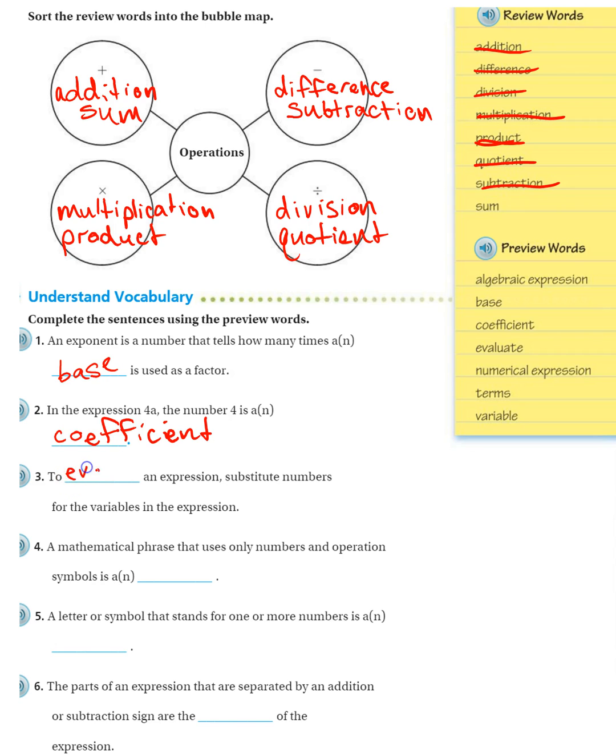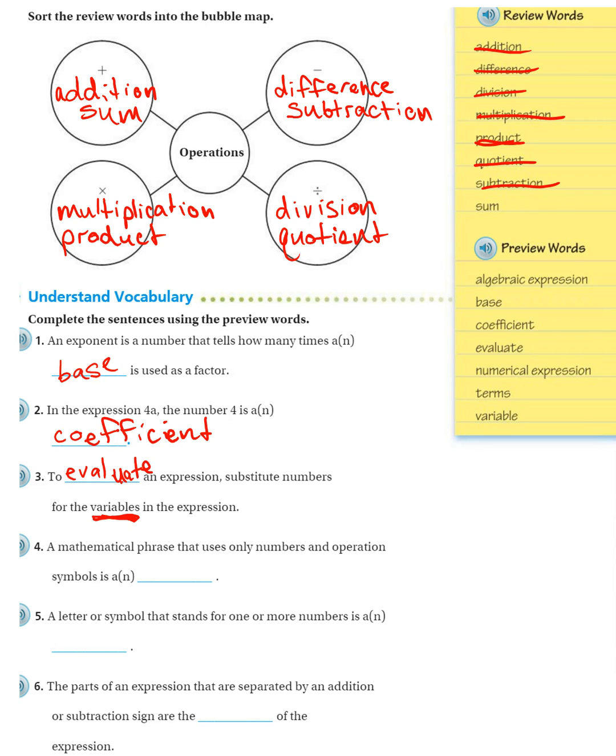To evaluate, so evaluate means give a value to. So when you have variables, those are the letters, just like we had 4a before. This would be the variable. And if we evaluate it, it means we need to give a value to a. What does a represent? What number does a represent?